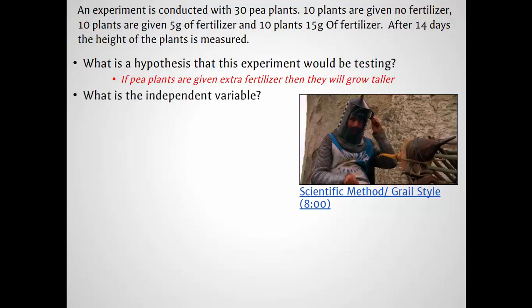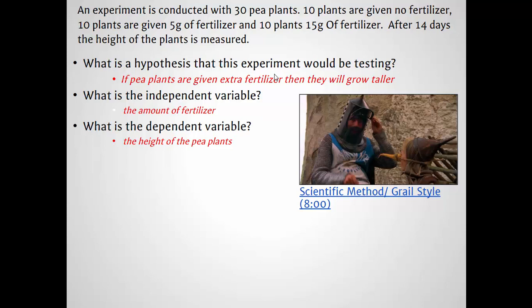So in this experiment, what's the independent variable? Leah? The amount of grams of fertilizer. Yeah, how much fertilizer they're getting. That's the thing that's different between my groups. What about the dependent variable? Anabar? The height of pea plants. The height of the plants. The thing we're measuring, the data we're collecting, is the height of the pea plants.